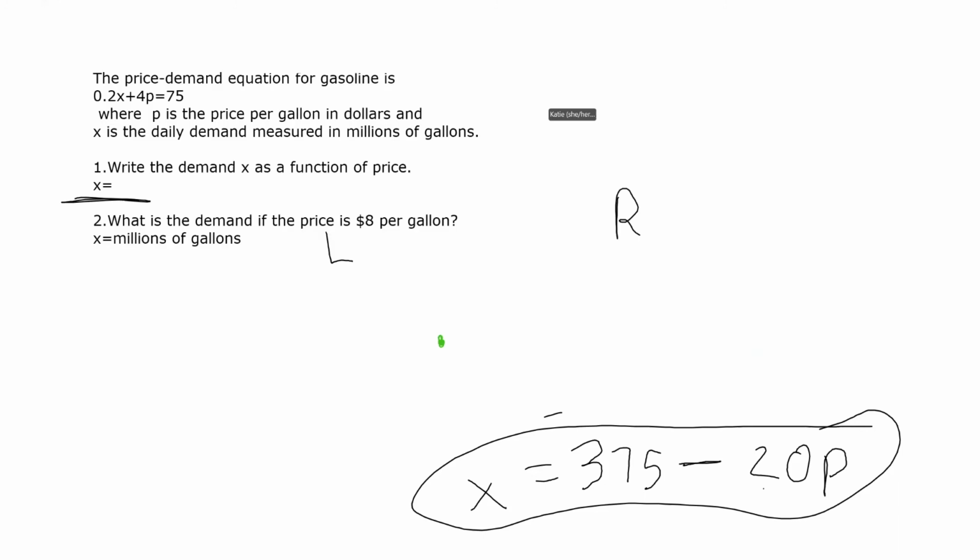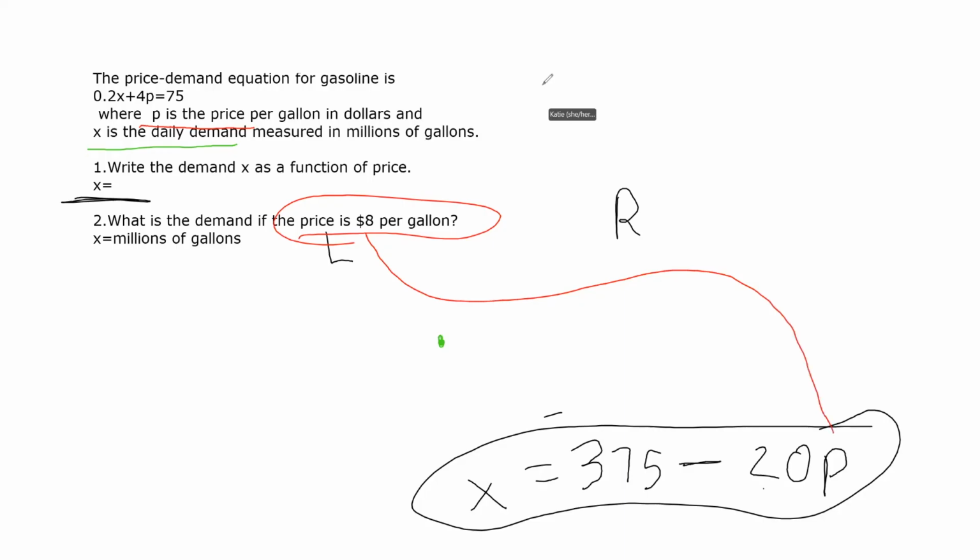What is demand if the price is $8 per gallon? X equals millions of gallons. Remember, X is the demand. P is my price. Here they give me the price, so the only number I can put into my equation is 8 for P. I don't know X. They want me to tell them what is the demand.